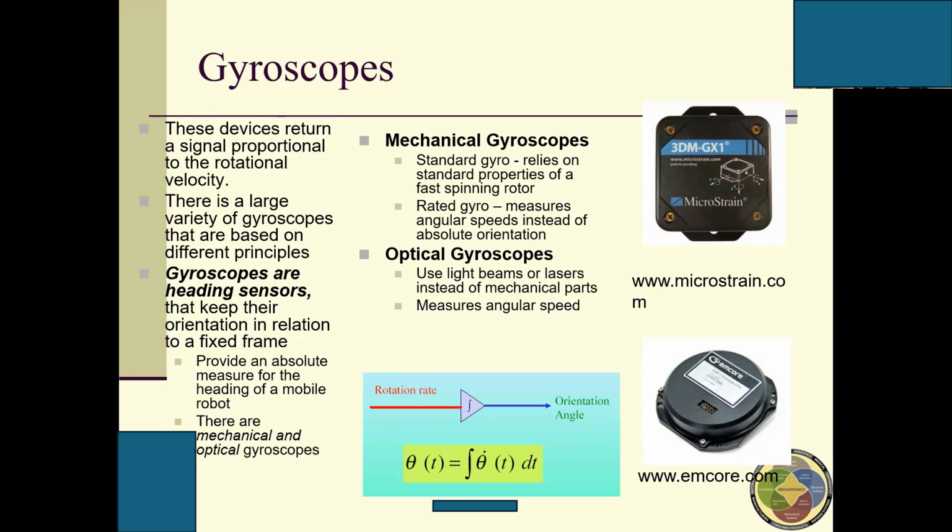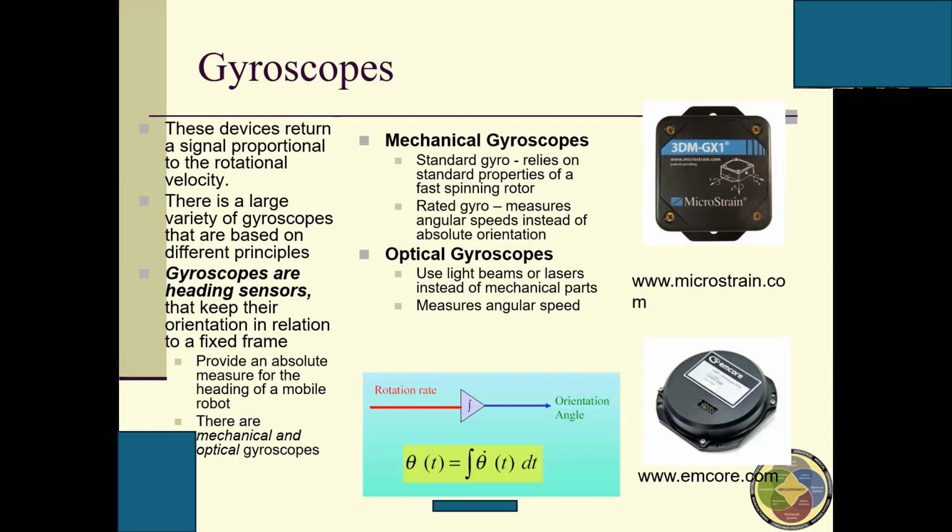There are mechanical and optical gyroscopes. Mechanical gyroscopes are relatively cheap, and optical ones are more expensive. Mechanical gyroscopes use the standard gyro, which relies on the properties of a fast spinning rotor, and the rate gyro measures angular speeds instead of absolute orientation. Optical gyroscopes use light beams or lasers instead of mechanical parts and measure angular speed.